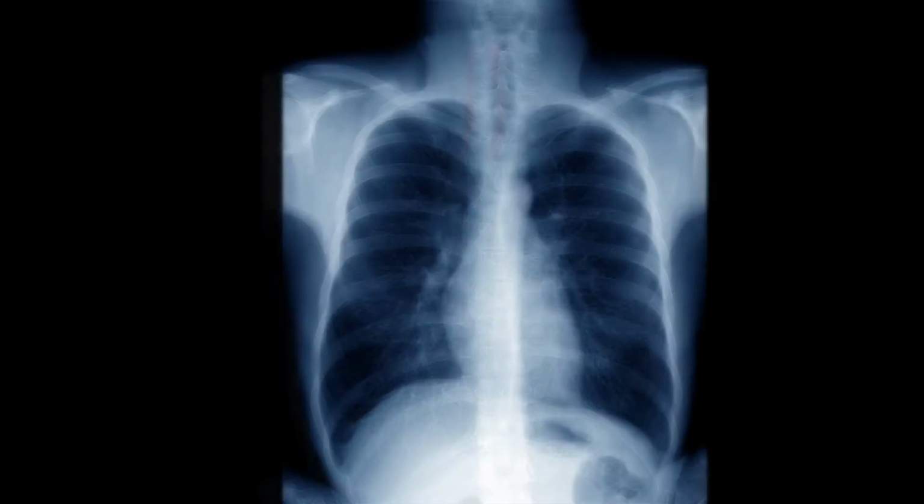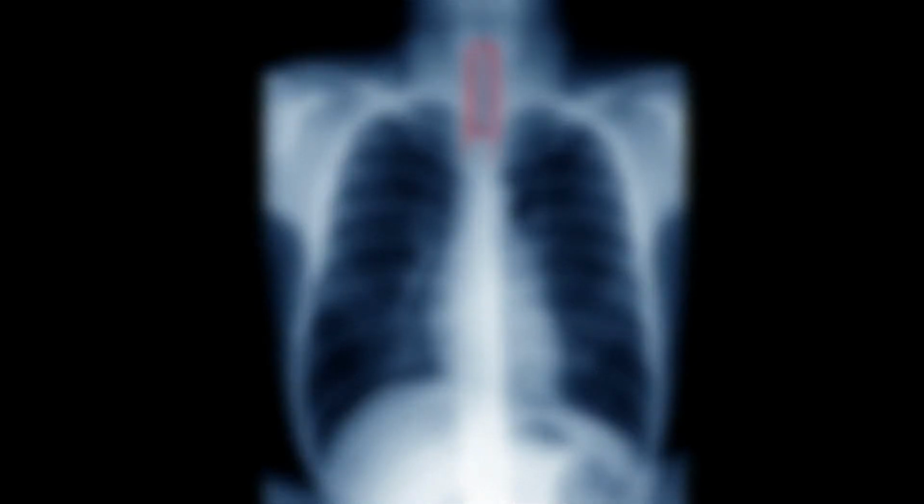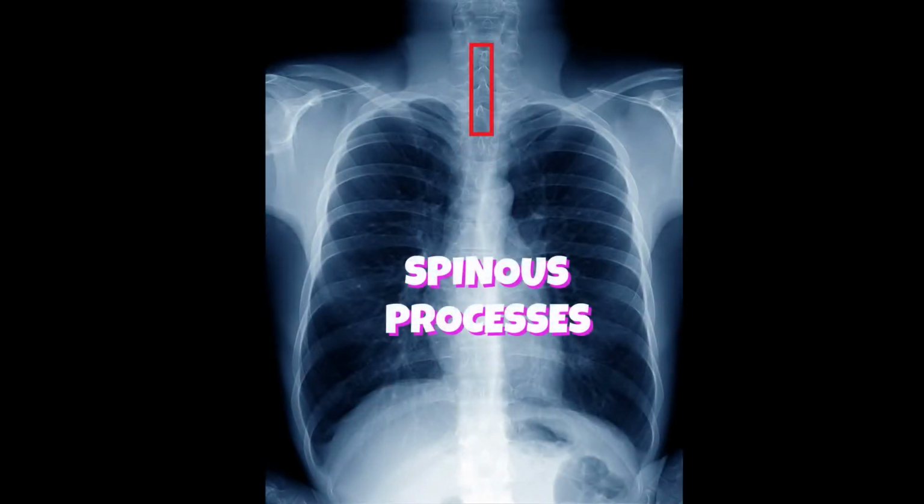The first structure we identify would be the trachea, and we know that it's the trachea because, as we mentioned before, it's in the upper part of the thoracic cavity, it's linear, and you can identify the presence of air within the structure. It also has the presence of spinous processes traversing the center.